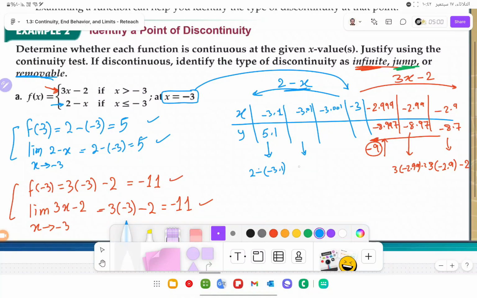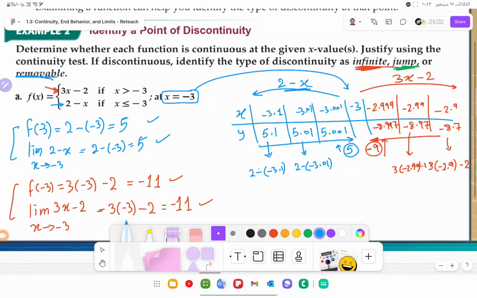Now let's apply this: 2 minus negative 3.01. Sorry, minus here. As you can see, minus negative becomes positive, so 2 plus 3.01 will be 5.01, and if you complete it, it will be 5.001. So every time I'm proving 5.1, 5.01, 5.001, we approach 5.0, which is equal to 5.